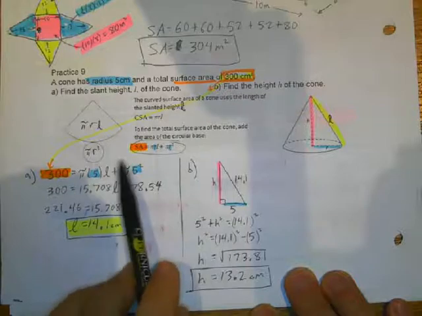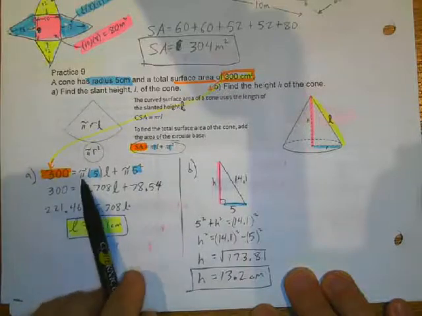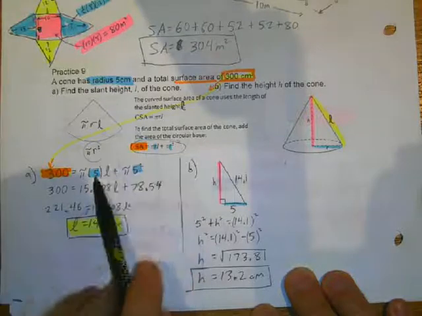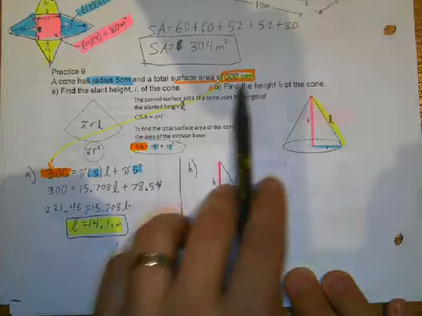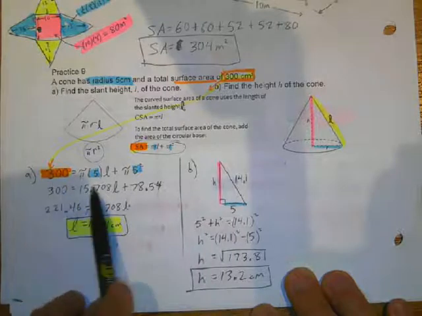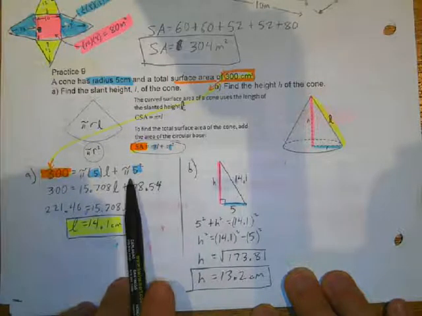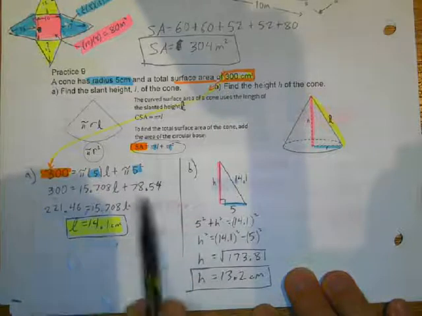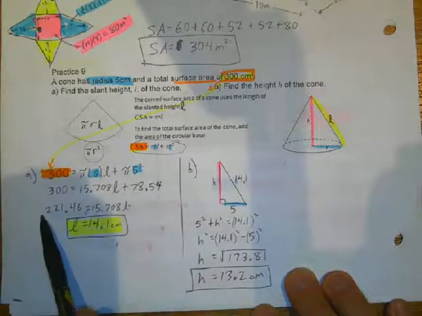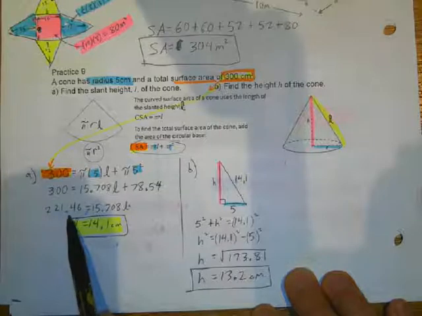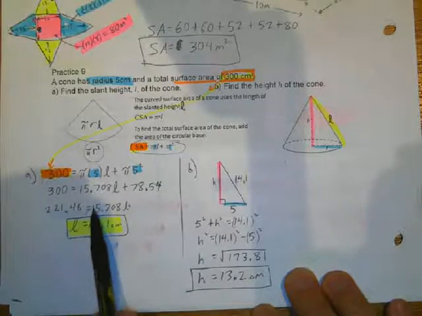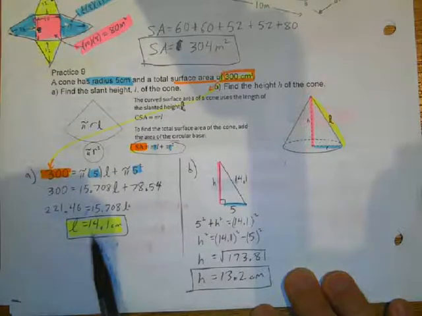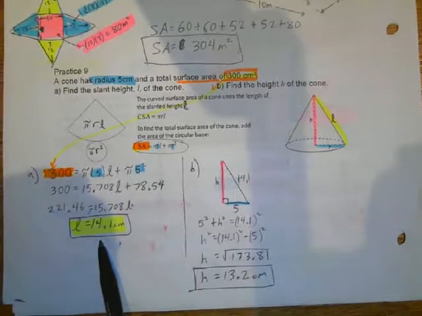So the total surface area is equal to pi r L plus pi r squared. Well, we know the radius is 5, and we know the total surface area is 300, so now my only variable is L. So pi times 25 gives me this. I subtract 78.5 on both sides. I get 221.46 equals 15.7 L. Divide both sides by 15.7, and we get this value for the slant height.